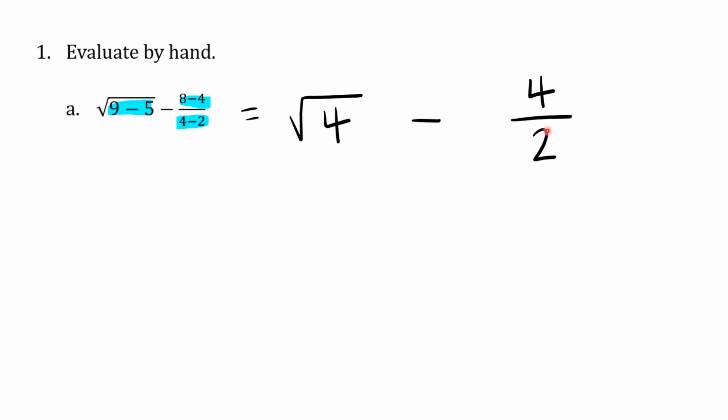Now we see that we have division here, 4 divided by 2, and then we've also got this radical here. So we've got the square root of 4 minus 4 over 2. The square root of 4 is 2, so I'll go ahead and simplify that. And then 4 over 2 is also 2. So square root of 4 simplified to 2, 4 over 2 simplified to 2, and 2 minus 2 is 0. That's your final answer.